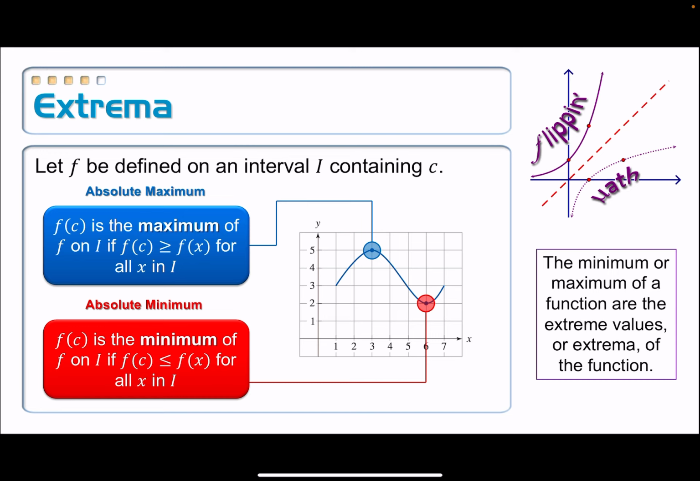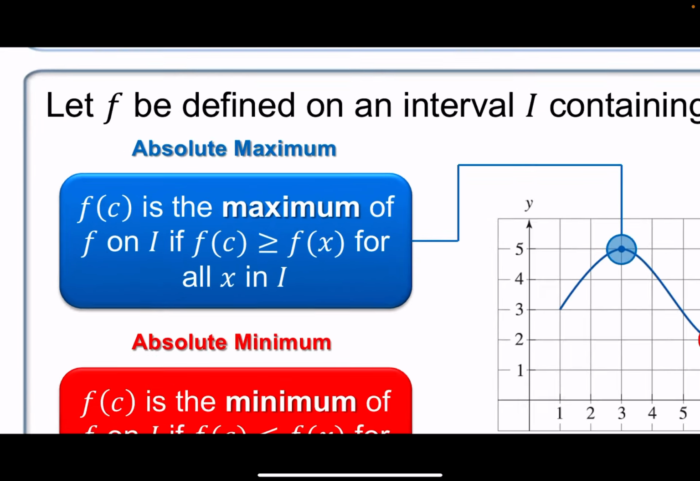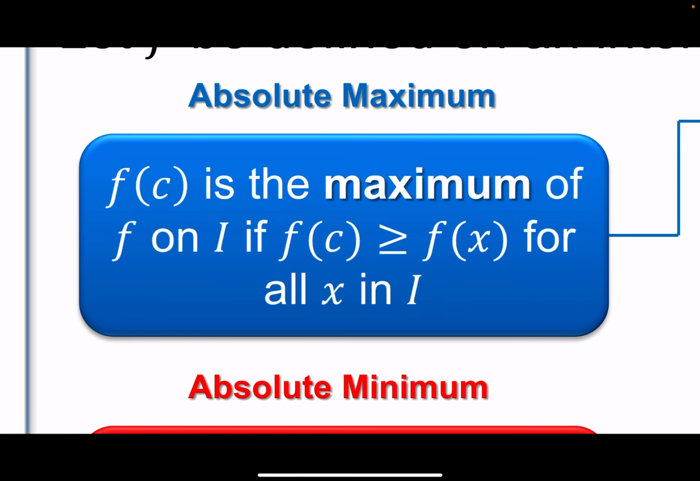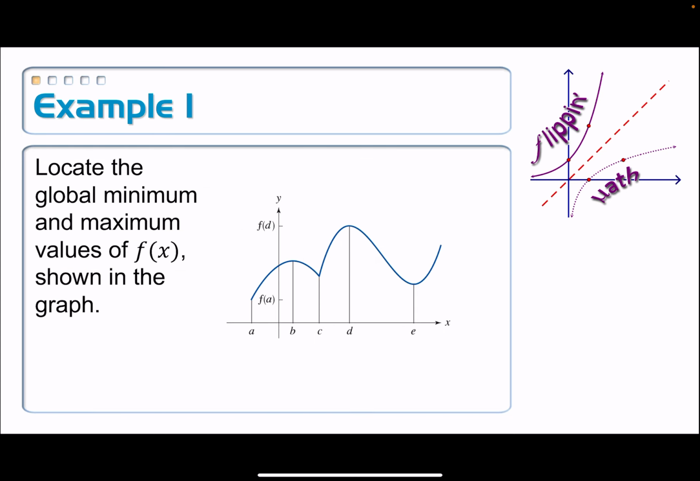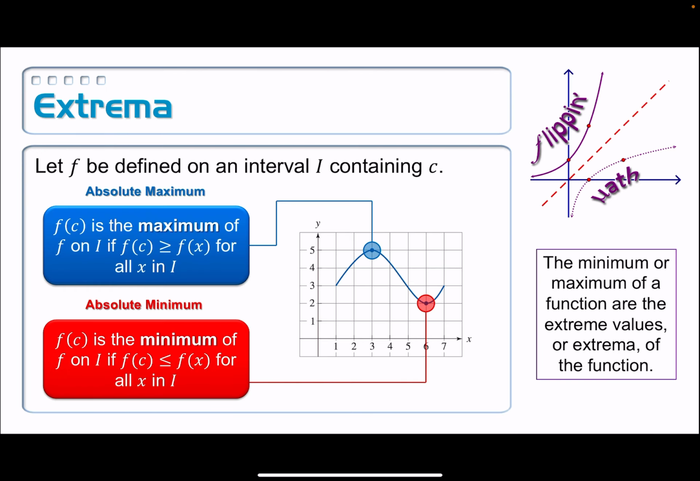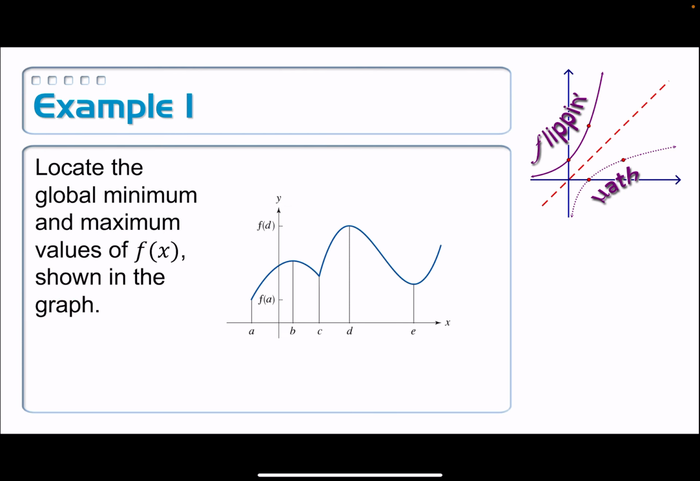Another name for absolute maximum and minimum points, here, let's zoom in right here for no apparent reason, is global. So if we take a look at example 1, locate the global minimum and maximum values of f of x shown in the graph. So once again, global means the same thing as the absolute ones that we were talking about in this previous slide. So here's our weird looking f of x function, and it's defined on this interval from a to, don't even know, whatever this value is right there.